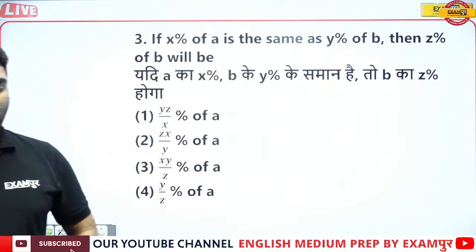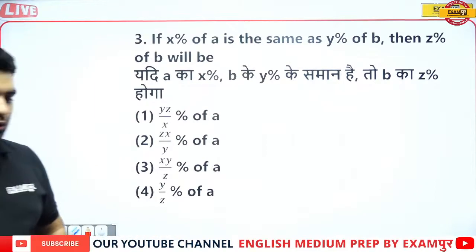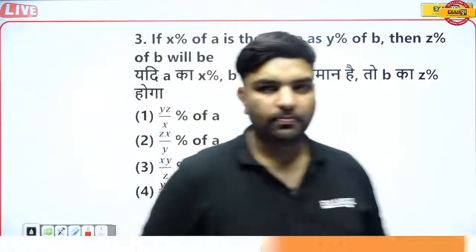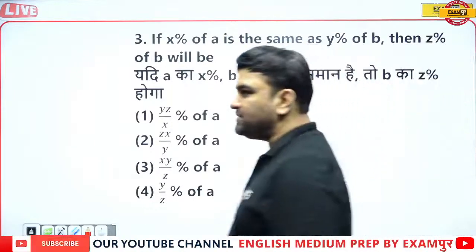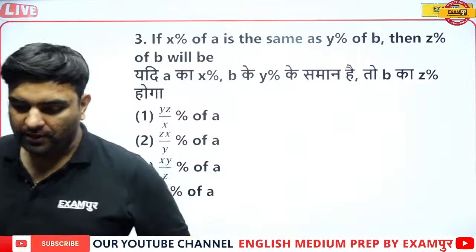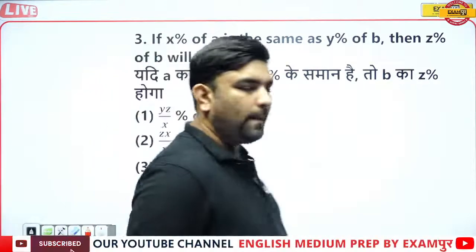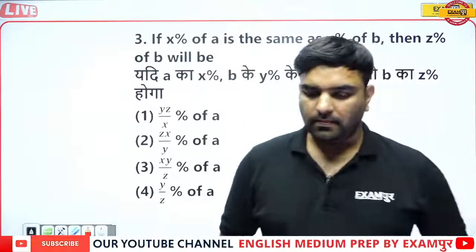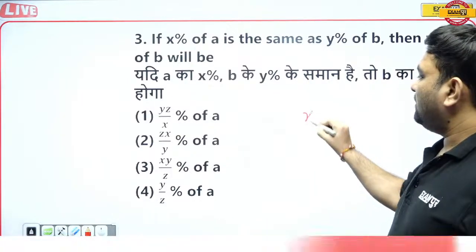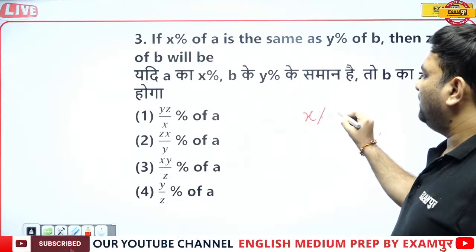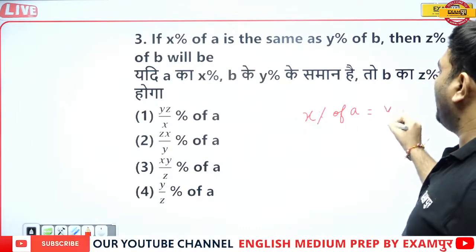If X percent of A is equal to Y percent of B, then Z percent of B is equal to what? X percent of A is equal to Y percent of B.